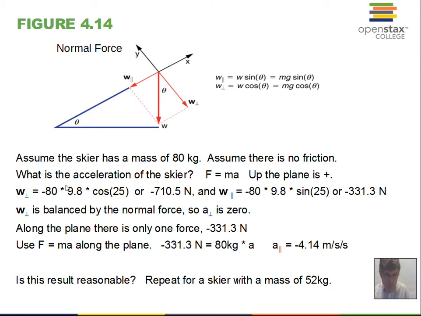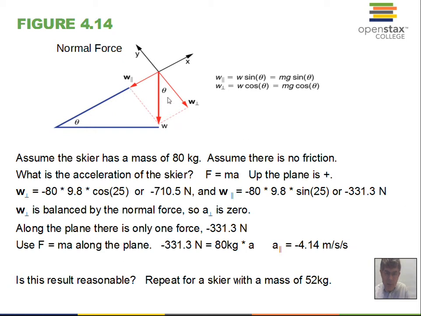So W perpendicular, gravity is pulling the object into the plane with this effective force. 80 kilograms times 9.8 is W. That's the weight of the person. And then cosine of 25 gives us this force on this adjacent side to the angle. And I'm calling into the plane the negative direction, so I attach a minus sign here. I did that at the beginning. Minus 710.5 newtons.